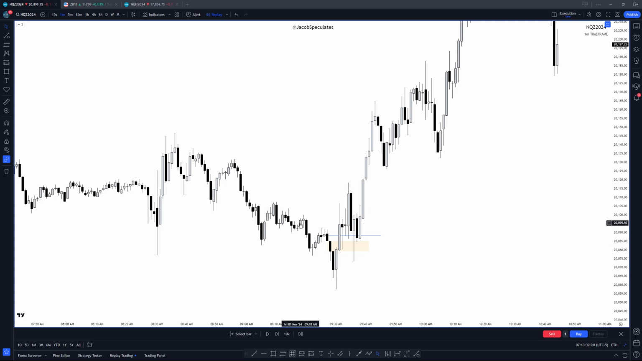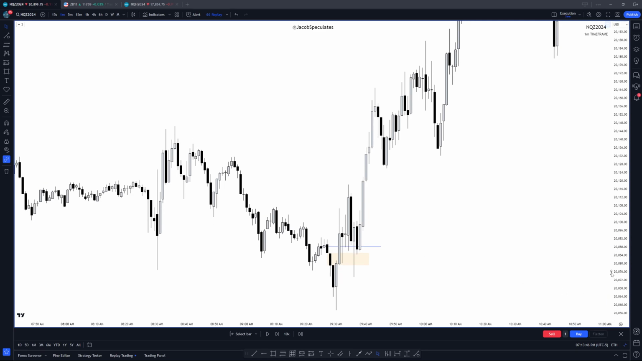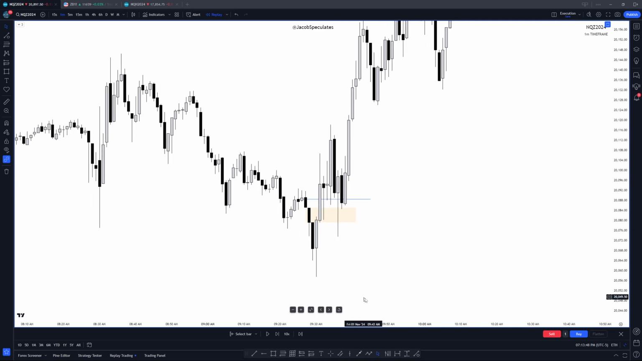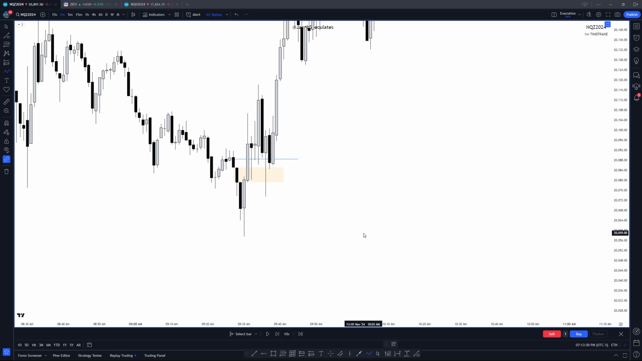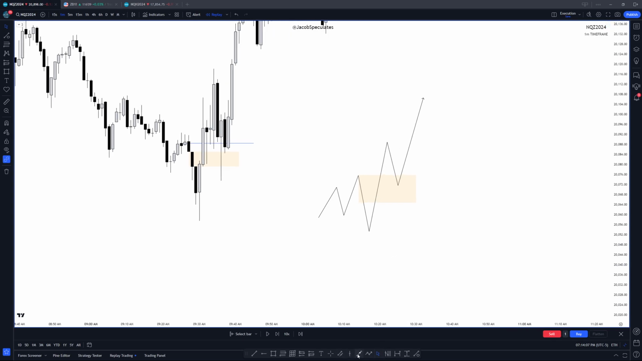Yeah, so this could technically, I wouldn't really say this is a breaker, just because it didn't. So a classic breaker is going to be higher high, lower low, and then expansion. So this would be your breaker. Vice versa if you're bearish.